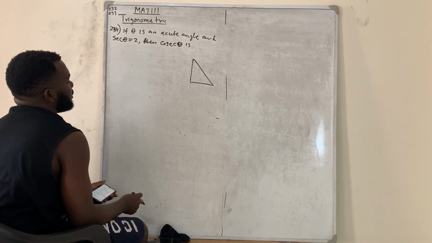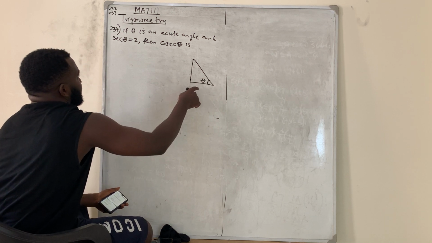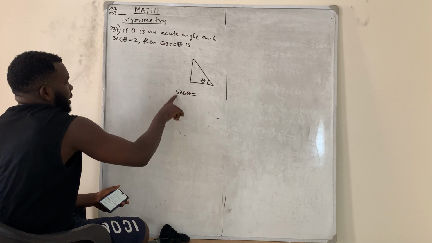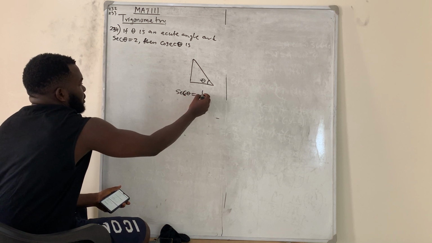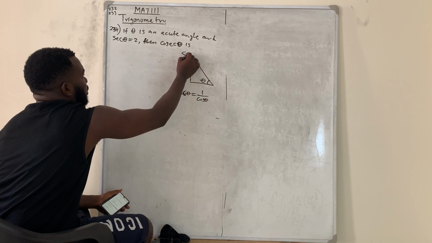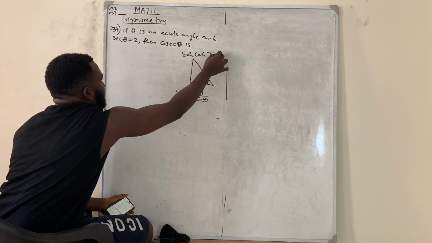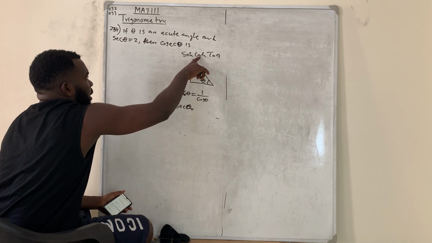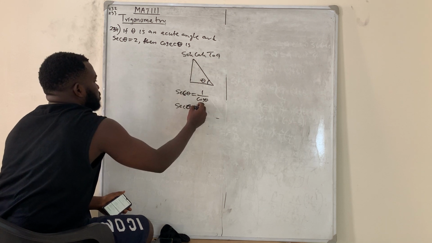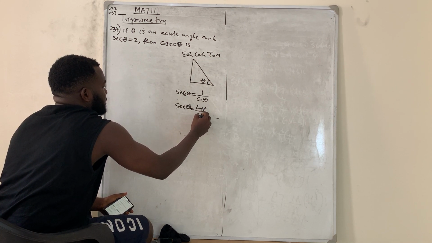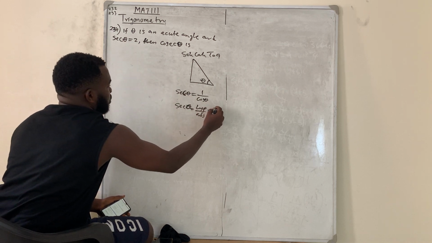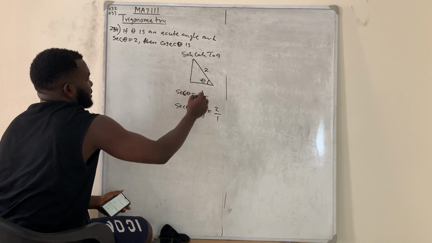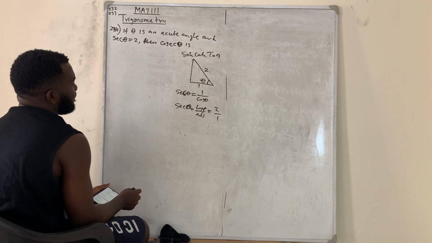So now this is our theta, and this is sec theta. Sec theta is 1 over cos theta, according to SohCahToa. Sec theta is the inverse of cos. Cos is adjacent over hypotenuse, so the inverse is hypotenuse over adjacent. They gave me 2, which is the same as 2 over 1. So my hypotenuse is 2 and my adjacent is 1.